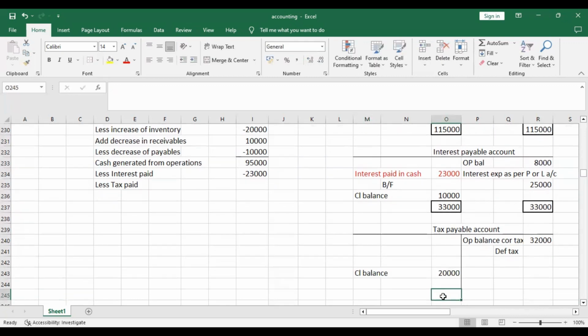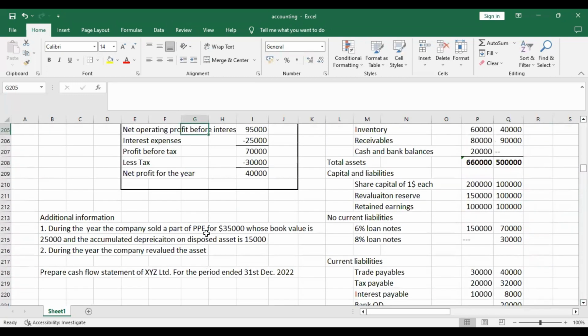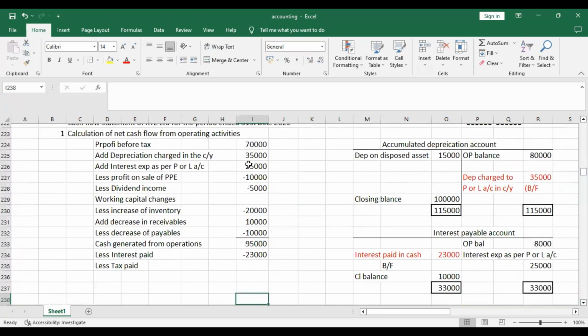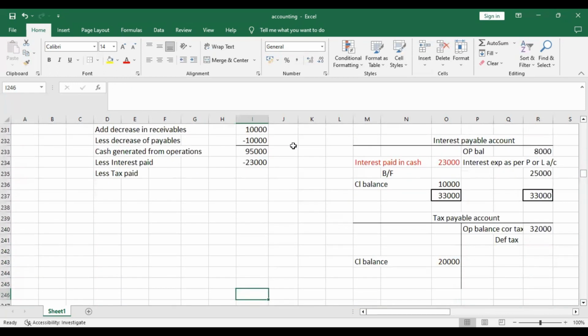Then whatever tax is given in the P&L account, you have to credit to this account. So go through how much tax is given in the P&L account. Tax is given as 30,000 in the current year. So the 30,000 you have to take to this tax payable account, tax expense as per the P&L account, the tax provision. How much is it? 30,000.